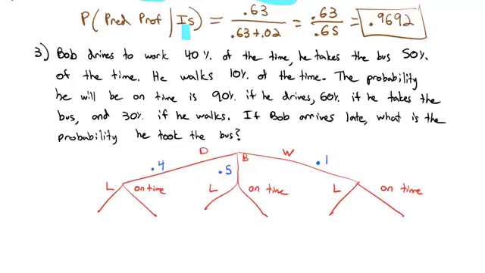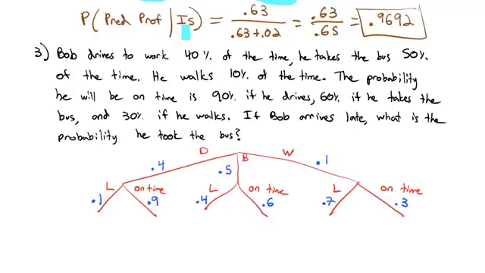We're told about the on-time half. If he drives, going down the drive, he will be on time 90% of the time, or 0.9, which means he's late the rest of the time, 10%. The bus, we're told, he is on time with the bus 60% of the time, which means he's late the rest of the time, 40%. But if he walks, he's on time 30% of the time, and he's late the rest, or 70% of the time.